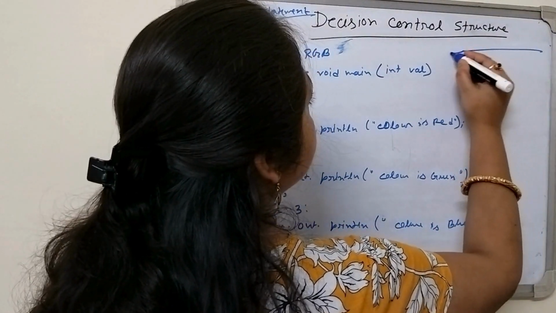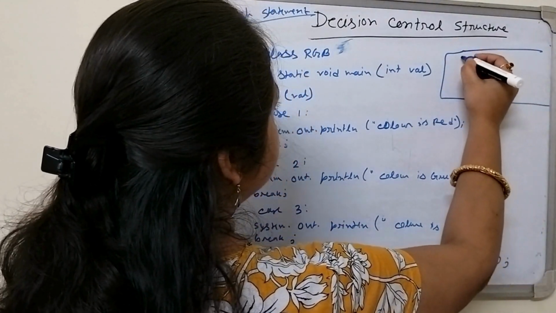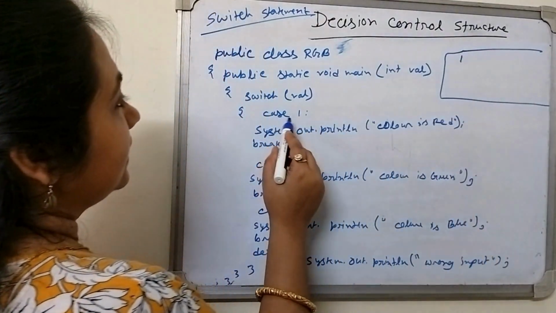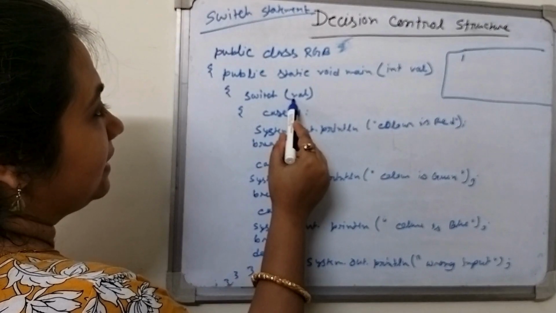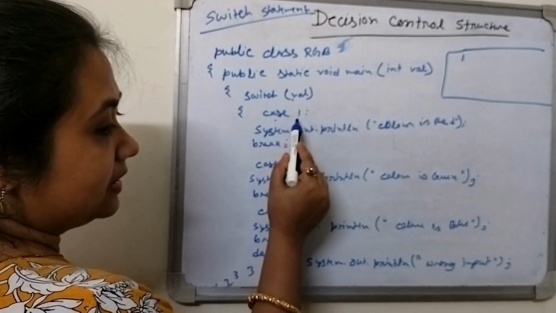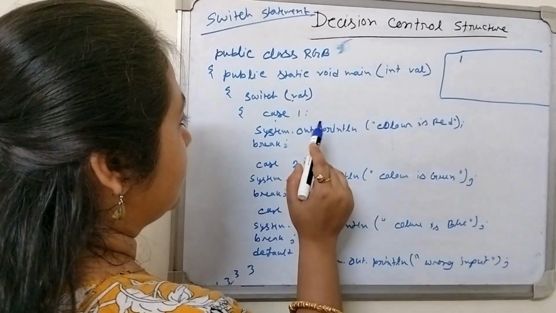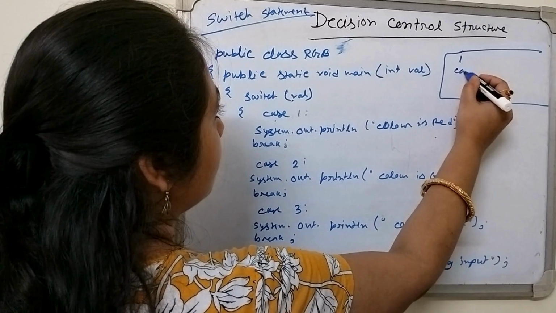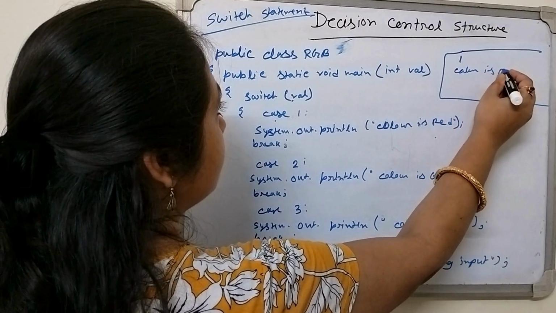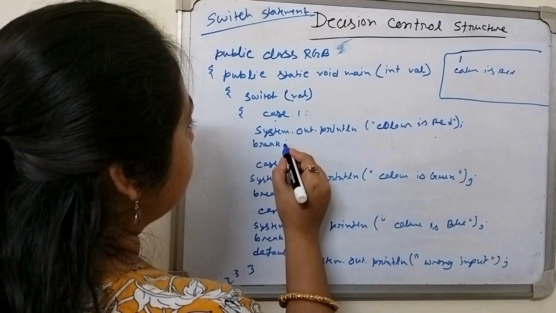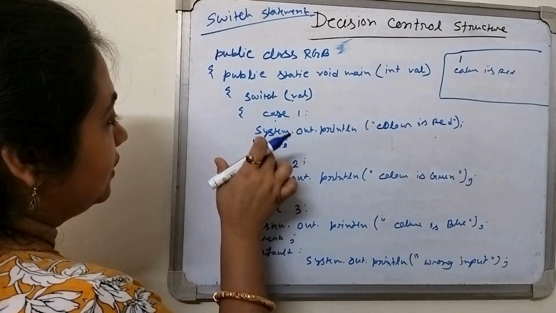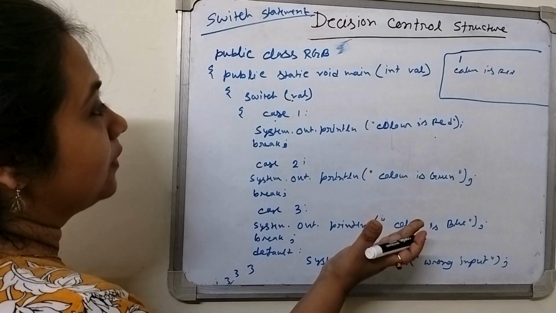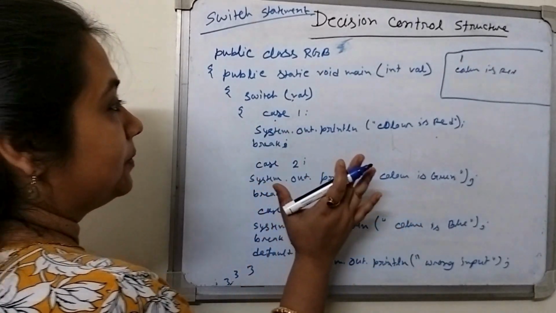This is the output window. We are putting the value 1. So in case 1, the value is inputted in the place of case 1. So color is red, this portion is executed. After that, the break statement means it will not see what is written in the rest of the program. It just goes out from the program, so it will break the program.